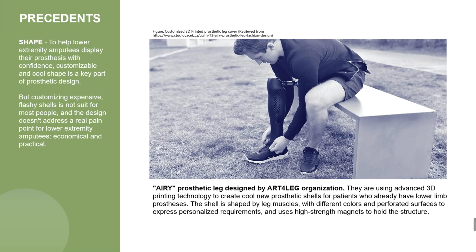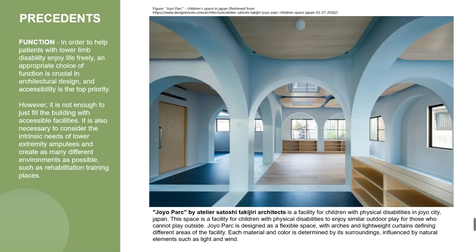Shape is important. To help lower limb amputees display their prosthesis with confidence, customizable and cool shape is a key part of prosthetic design, but customizing is very expensive. Flashing shells are not suitable for many people, and the design doesn't address the real pain point for lower limb amputees: economical and practical. Function is also important. In order to help patients with lower limb disability enjoy life freely, an appropriate choice of function is crucial in prosthetic design, and accessibility is the top priority.